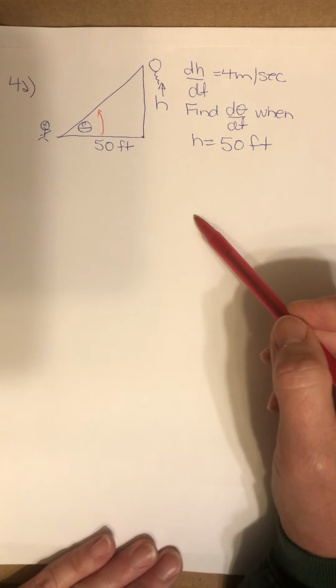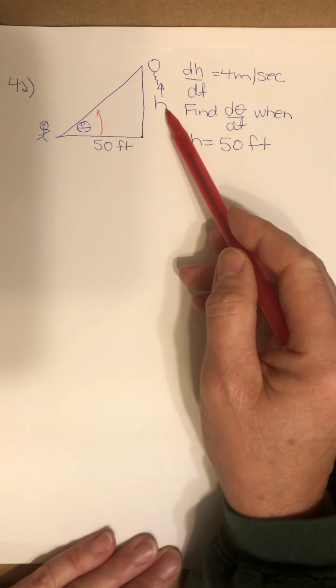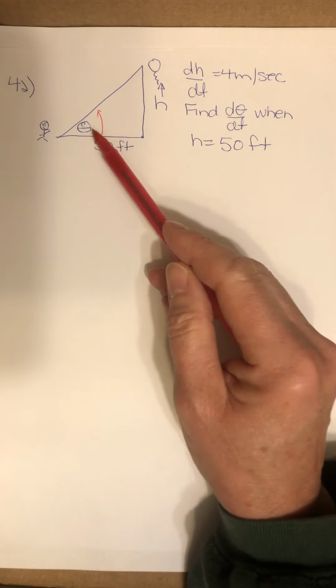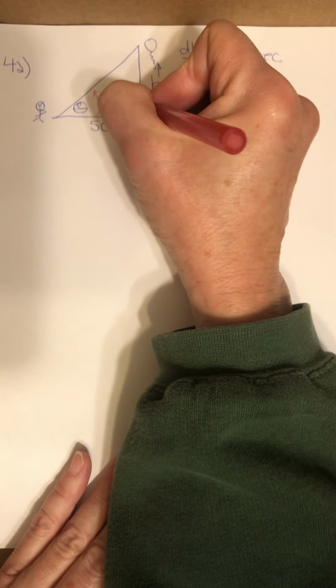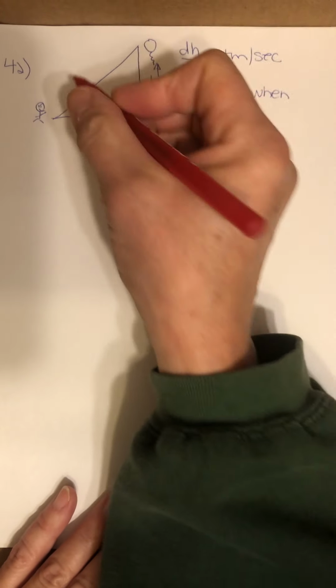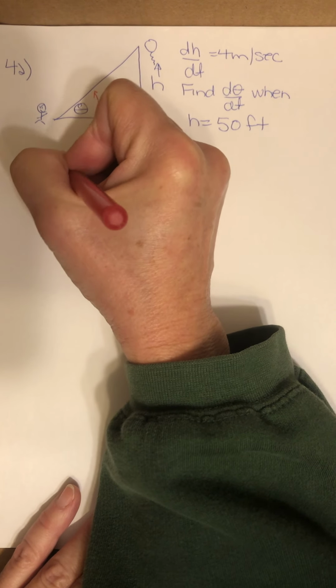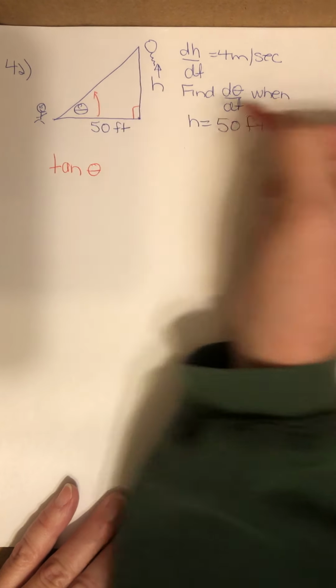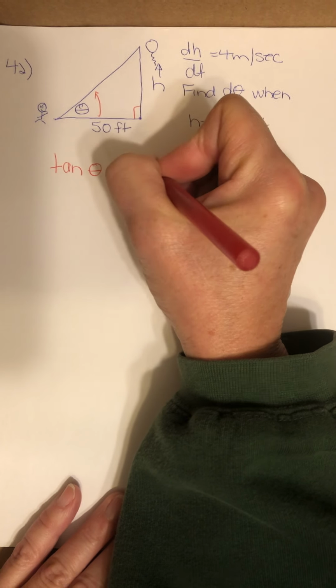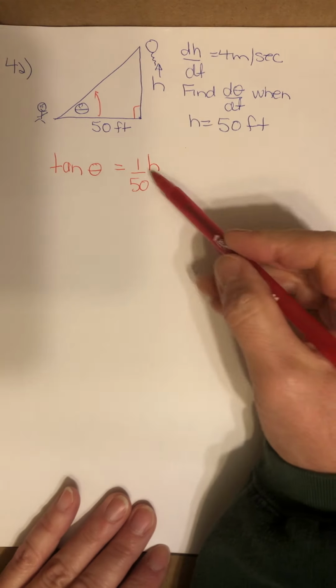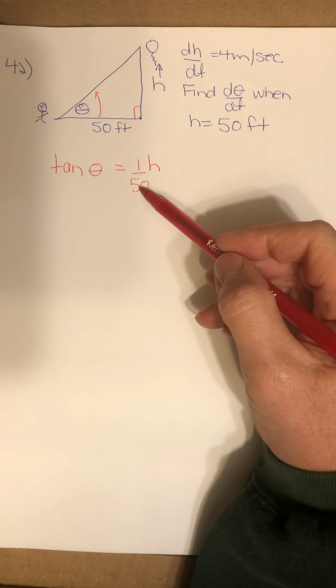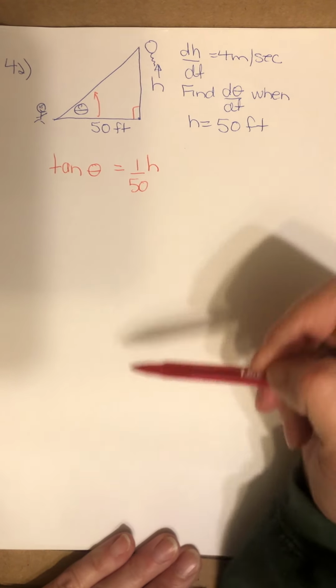Okay, so notice that because I have a side of h and a side of 50, and I have an angle, I have to use trig, not the Pythagorean theorem, to relate this. So when I look at this, I would say that tangent of theta equals h over 50, or if you don't mind, I'm going to put 1/50th h, because I know when I take the derivative to use my constant rule, but h over 50.